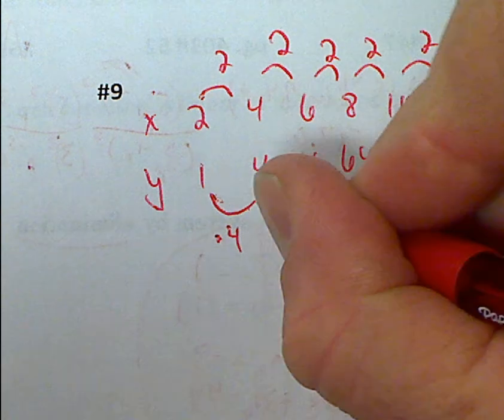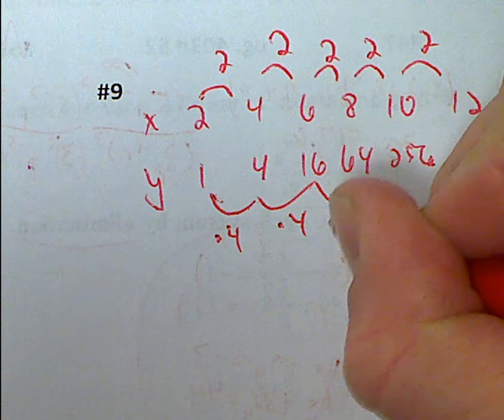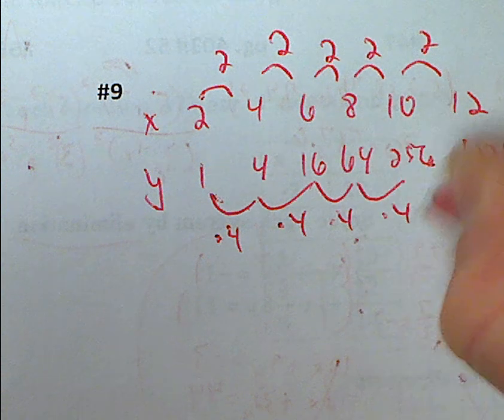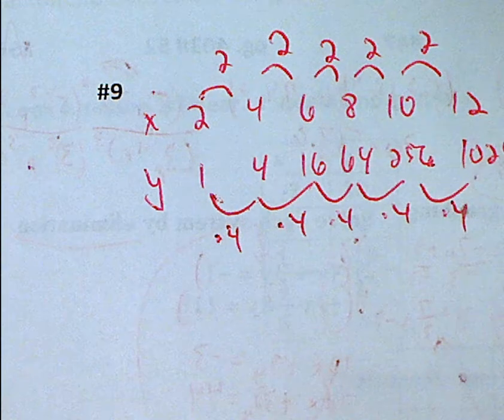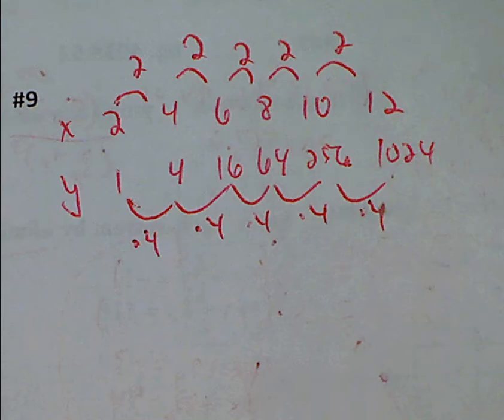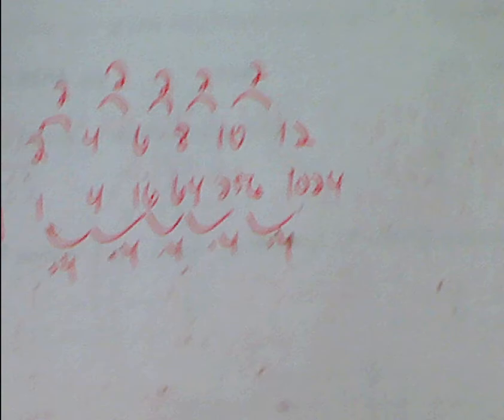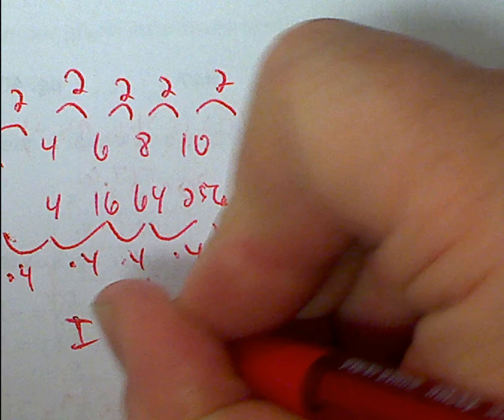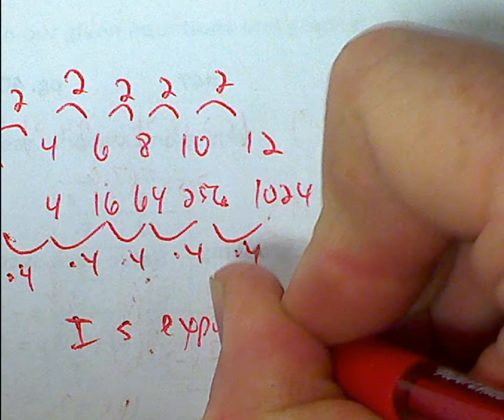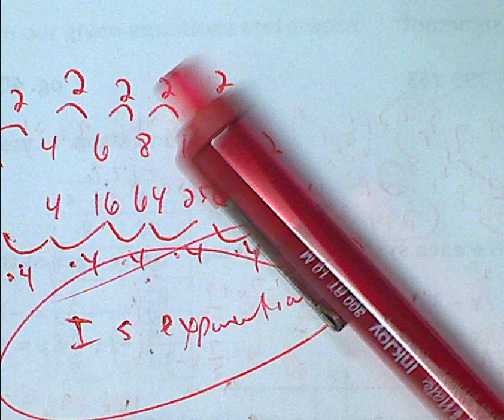Let's see if that continues to work. Times 4, that works. Times 4, that works. So they're multiplying by 4. So we are multiplying or dividing by the exact same number. This stayed consistent. So this is exponential. And we are done.